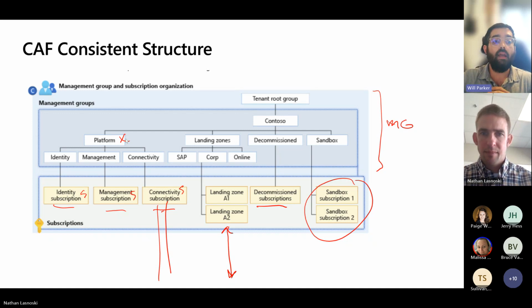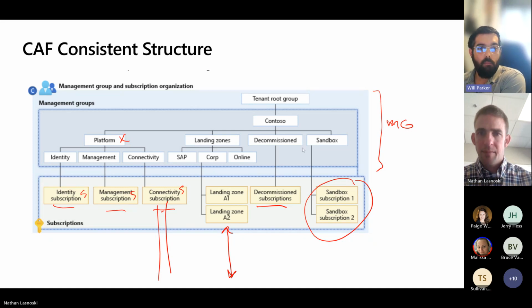You can apply blanket policies to your connectivity subscriptions or your connectivity management group, especially if you have multi-regions and things like that, where you have very specific lockdown policies on what can and can't be done in your network or your connectivity subscription, that would be crippling in a landing zone subscription where you need people to be making changes, to be making deployments, to be doing things like that.